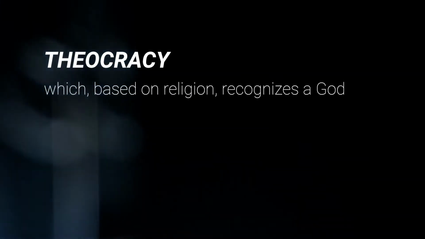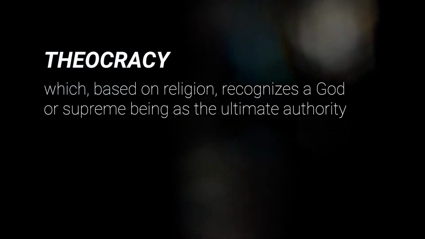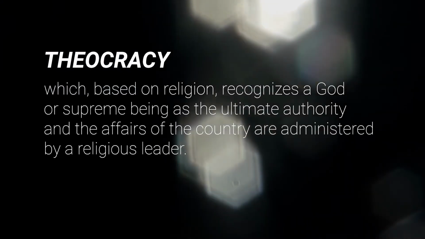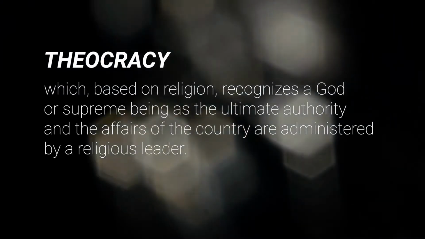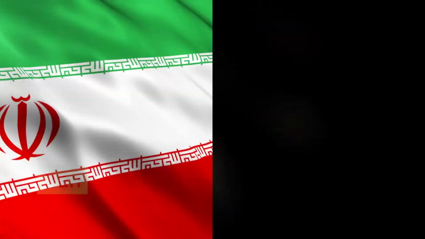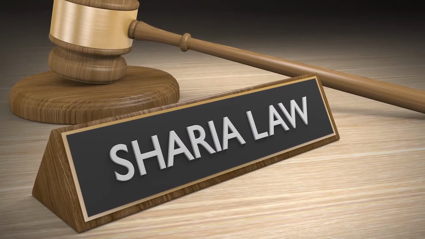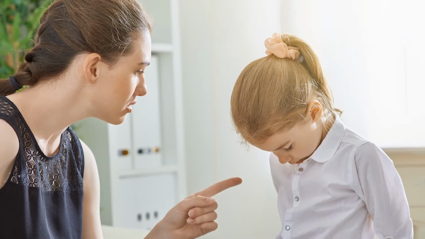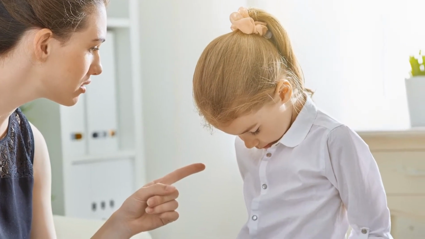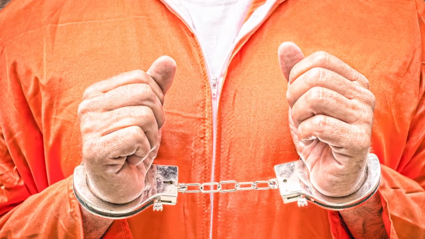With that, we are going to gently segue you into another government type, a theocracy, which, based on religion, recognizes a god or supreme being as the ultimate authority, and the affairs of the country are administered by a religious leader. For example, in the Islamic nation of Iran, the supreme leader applies Sharia law, and strict obedience is required by everyone, with severe penalties for disobedience.